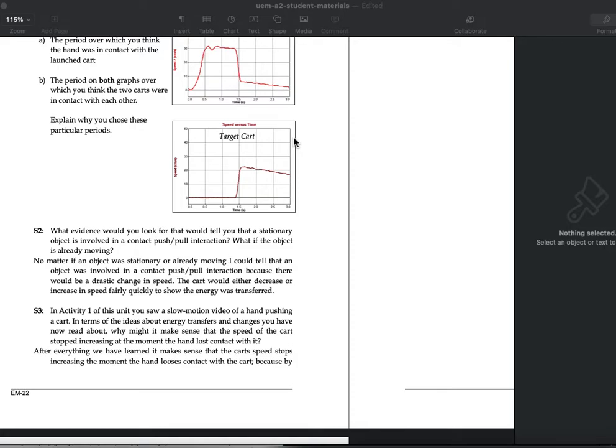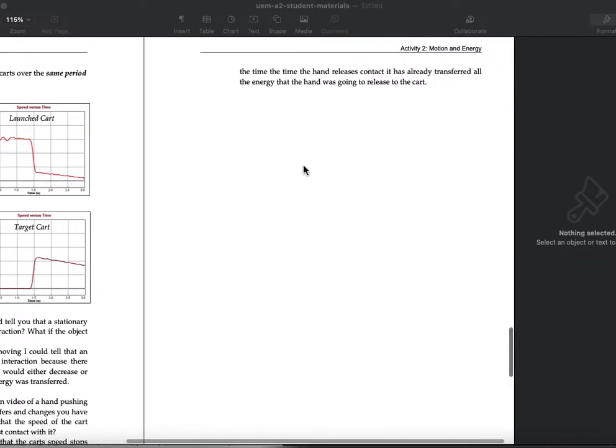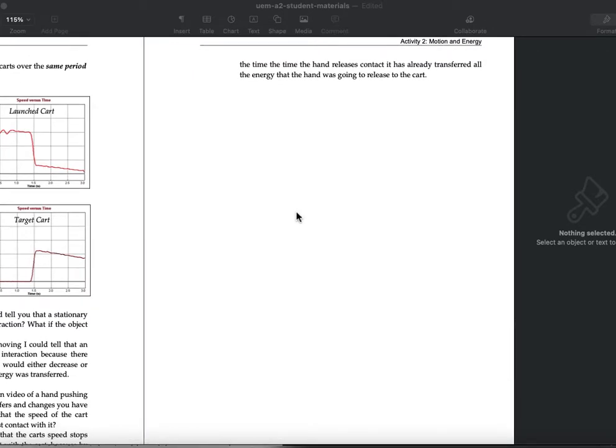And for question 3, I put, after everything we've learned from activity 1, it makes sense that the cart's speed stops increasing the moment the hand loses contact with the cart, because by the time the hand releases contact, it has already transferred all the energy from the hand to the cart. And now the cart has the energy from the hand.